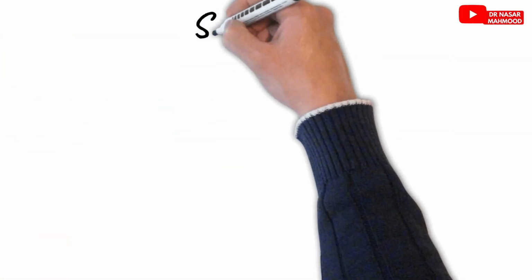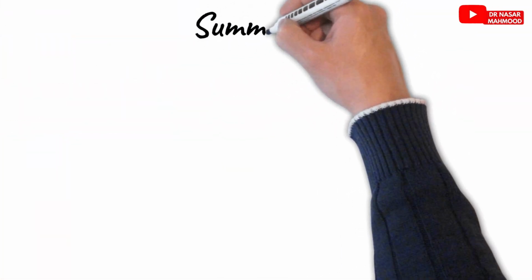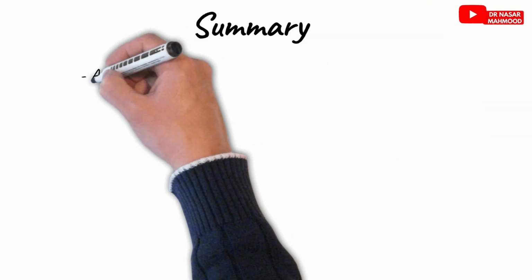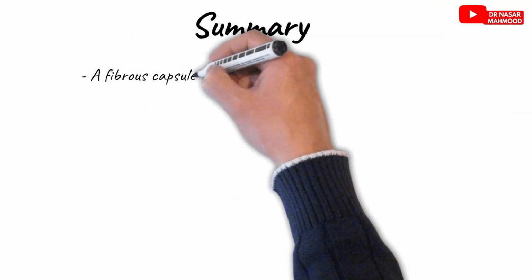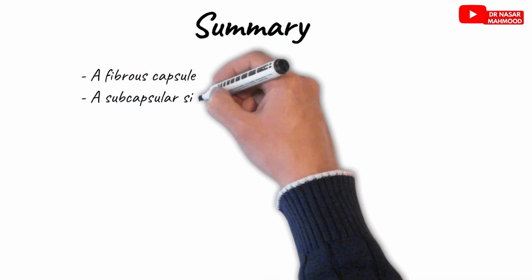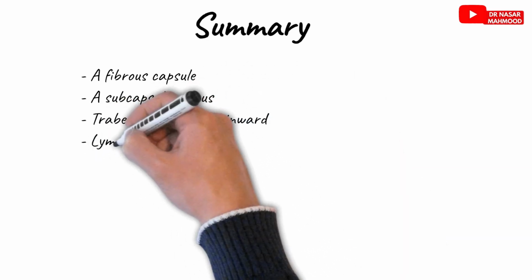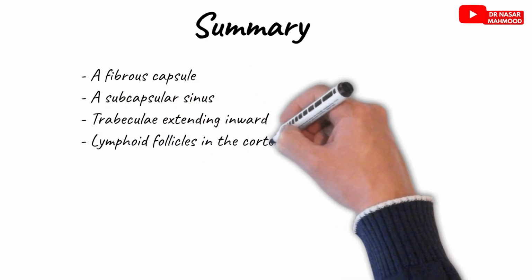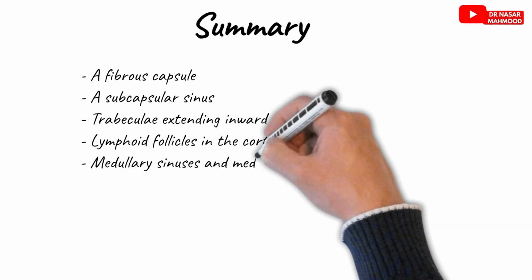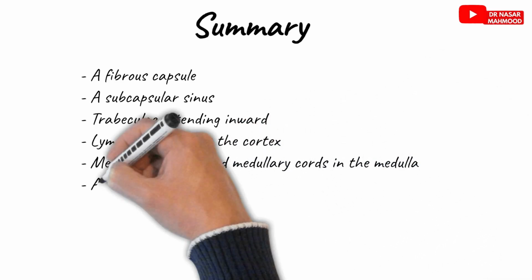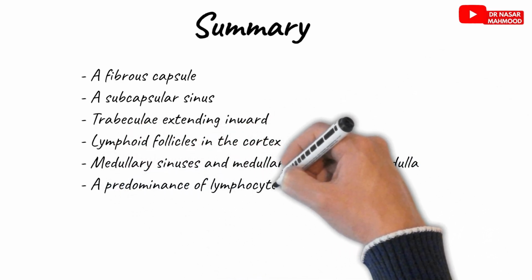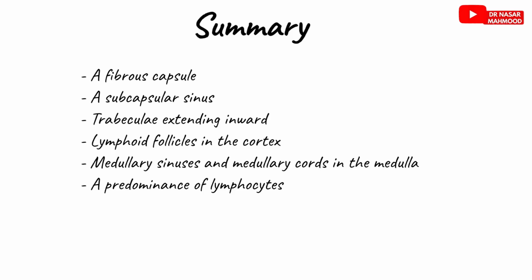So in summary, to recognize a lymph node histologically, look for these key features: a fibrous capsule, a subcapsular sinus, trabeculae extending inwards, lymphoid follicles in the cortex, medullary sinuses and medullary cords in the medulla, and a predominance of lymphocytes. Once you recognize this pattern, identifying a lymph node becomes pretty straightforward.